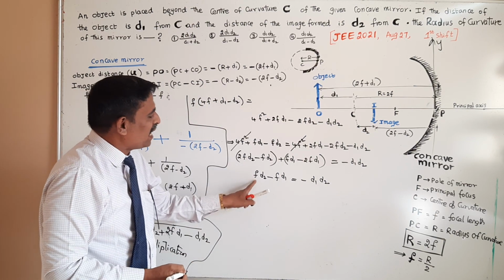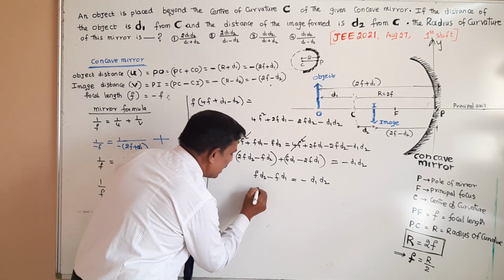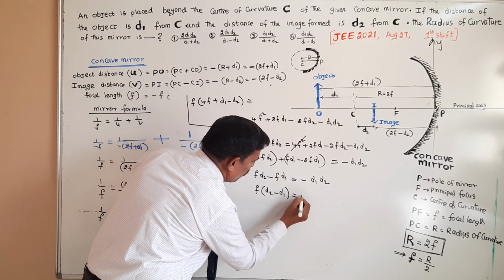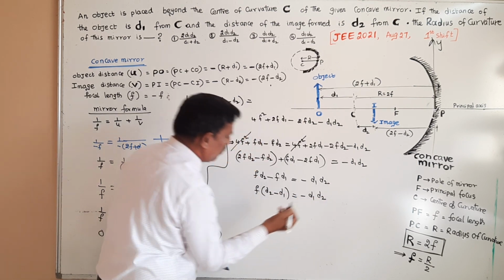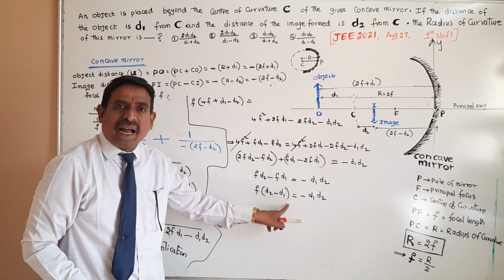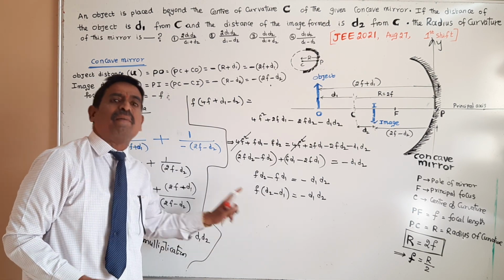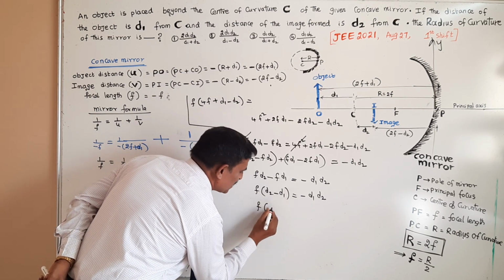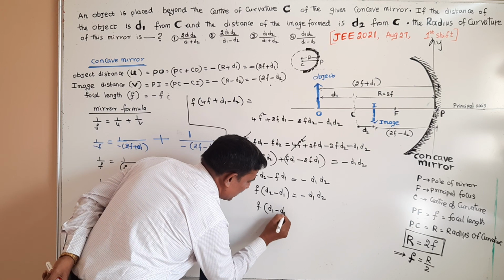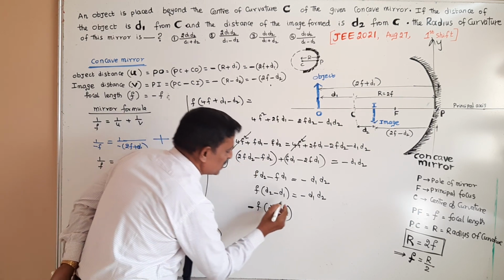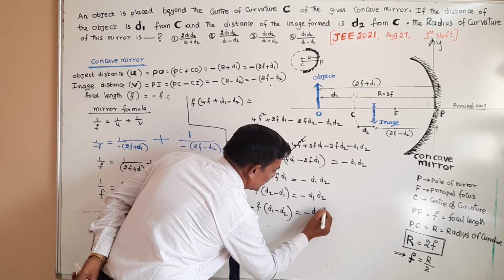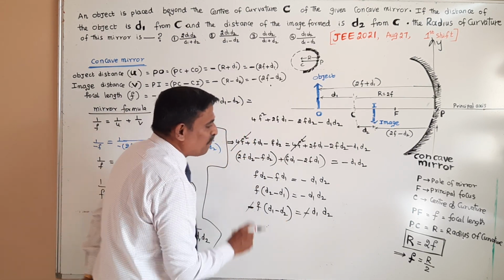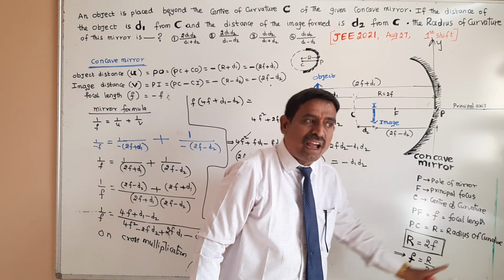Now here I am taking f common: f into (d2 minus d1) is equal to minus d1 d2. Here d2 minus d1, I am writing as minus (d1 minus d2). Taking minus common, the minus minus cancels, so f into (d1 minus d2) is equal to d1 d2.